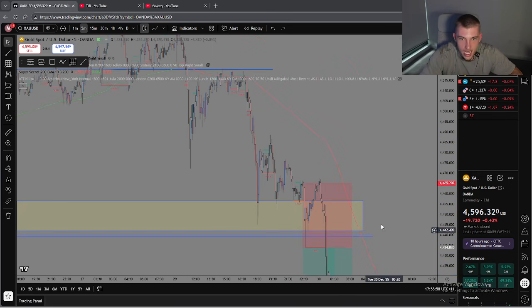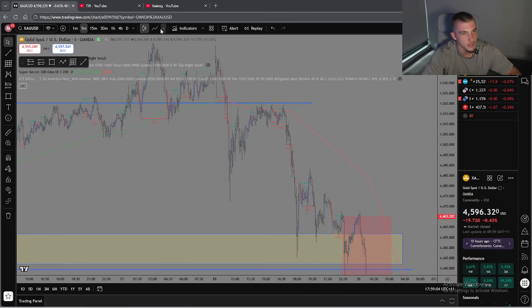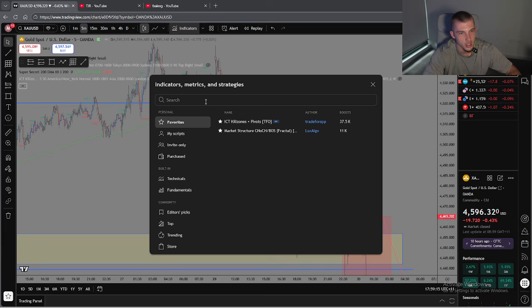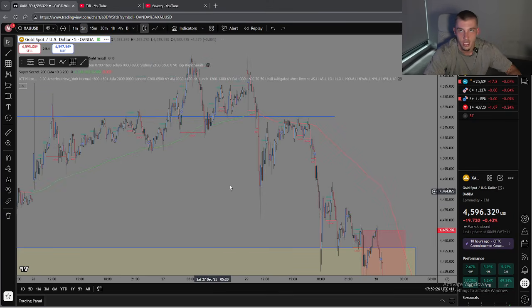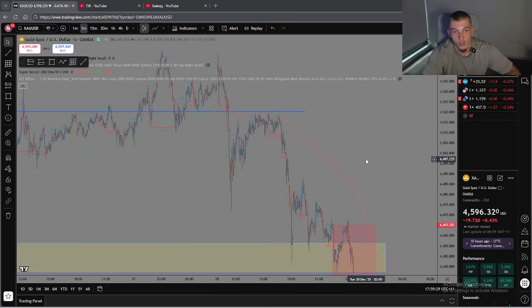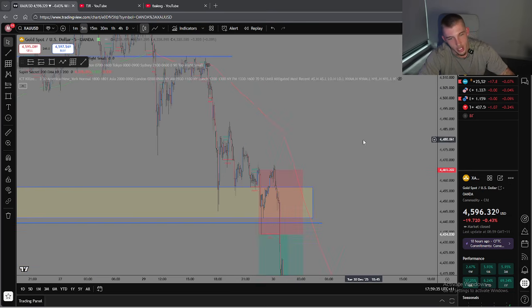Now, how do you get these lines and the change of characters and break of structures and all of that sort of stuff? These are them here. My indicators are ICT Kill Zones plus Pivots, TFO, and Market Structure, CHOCH, BOS, Fractal, Lux Algo. I think I've got them starred here. Okay, cool. These are mine. If you would like to use them, use them. If you don't want to use them, I think they help just because it gives me a rough idea of where price is. Sweet. Cool. That's it. All right, pause that, write that down.